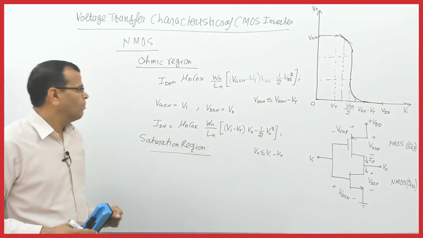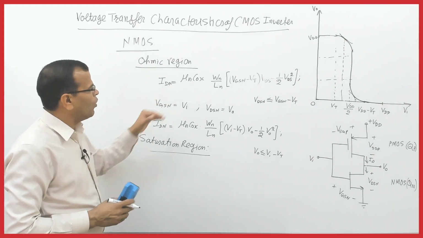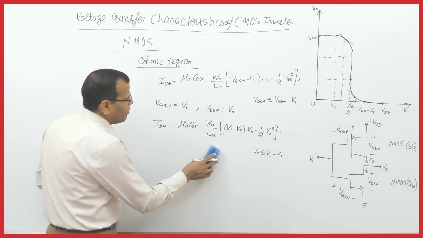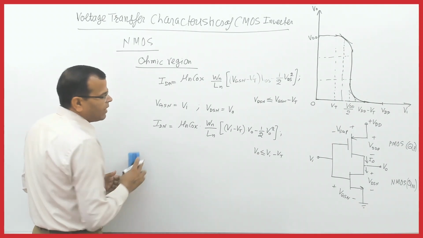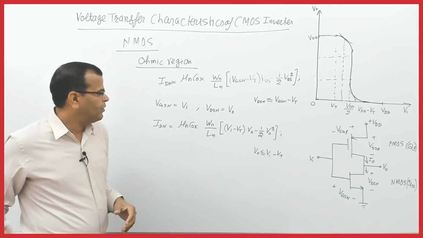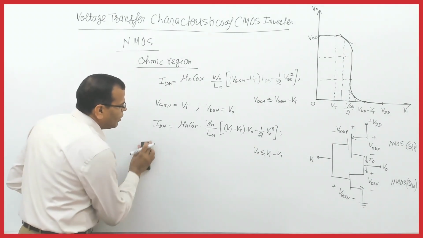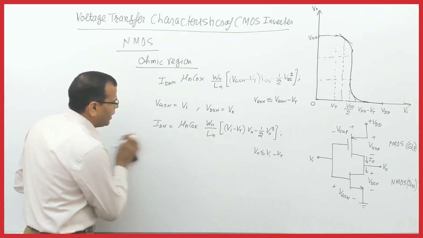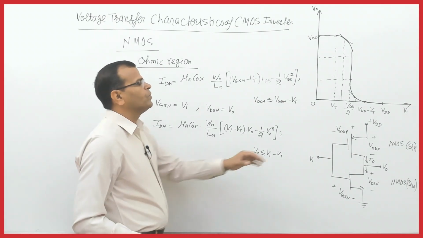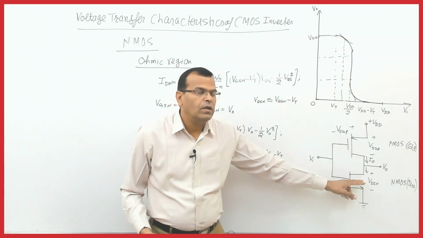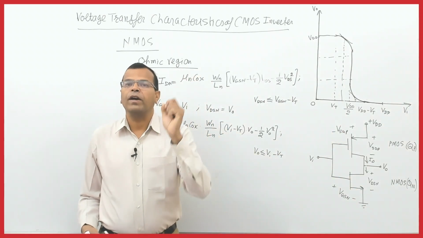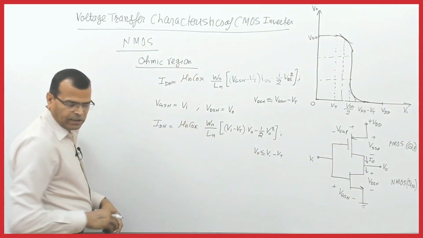But before I proceed for the saturation region, I will give you one more expression. Remember, in case of ohmic region of operation, there is one important parameter of NMOS. What is that parameter? In ohmic region, MOSFET offers a finite resistance, and that resistance is what?